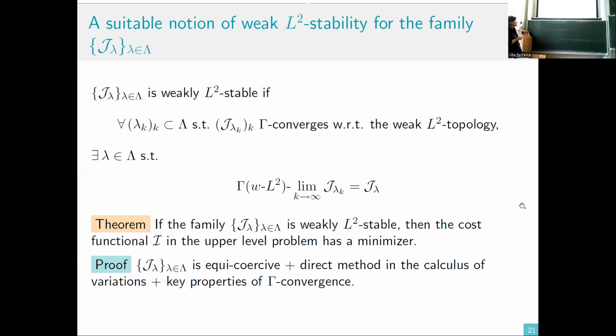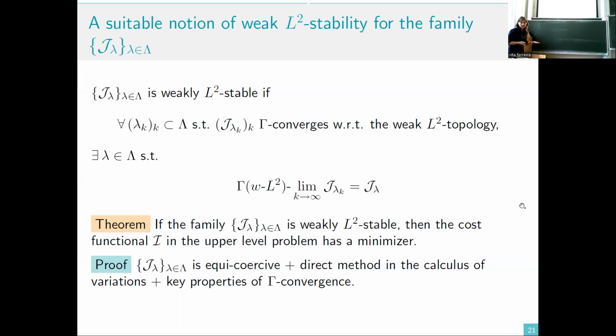And then an easy consequence of the fact that our functionals are equicoercive, which comes from the fidelity term, and the direct method in the calculus of variations and the key properties of gamma convergence, is that you can prove that if you start from a weakly L2 stable family, then your bilevel scheme has a solution. There is an optimal parameter. End of the story. Okay, then you stop there.